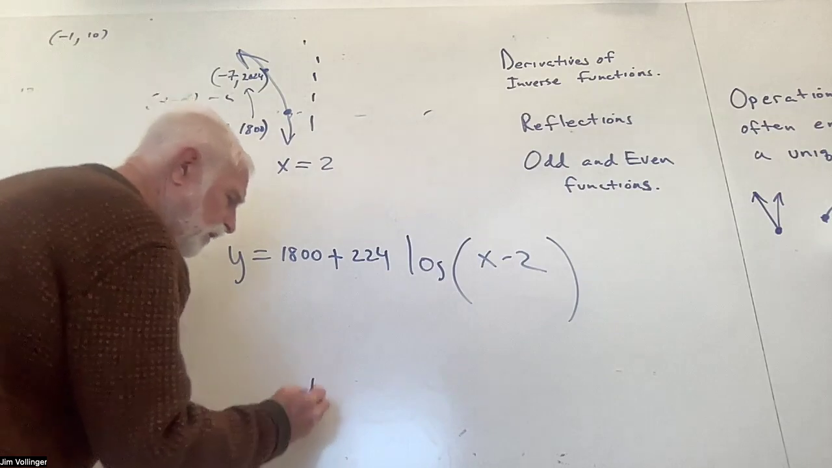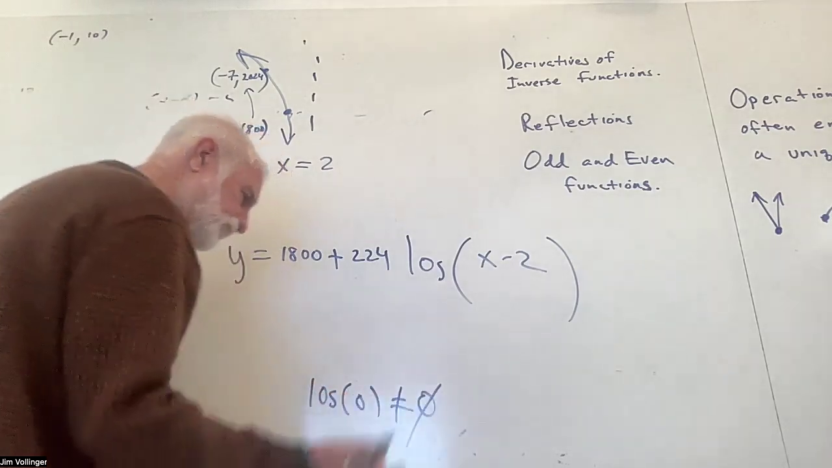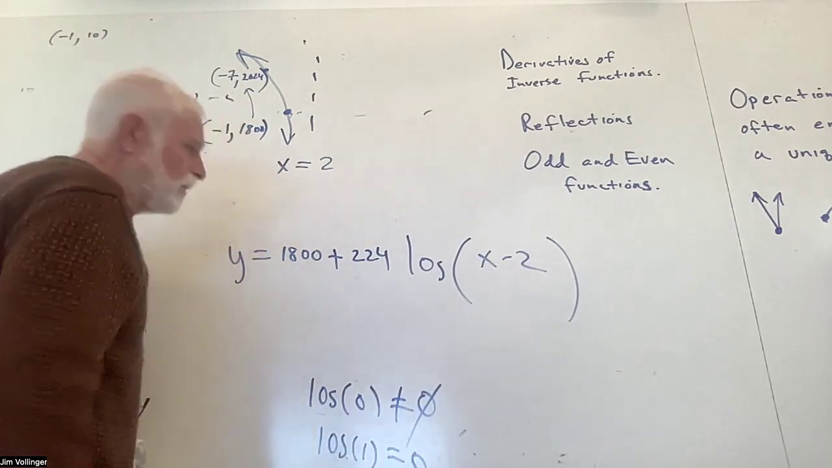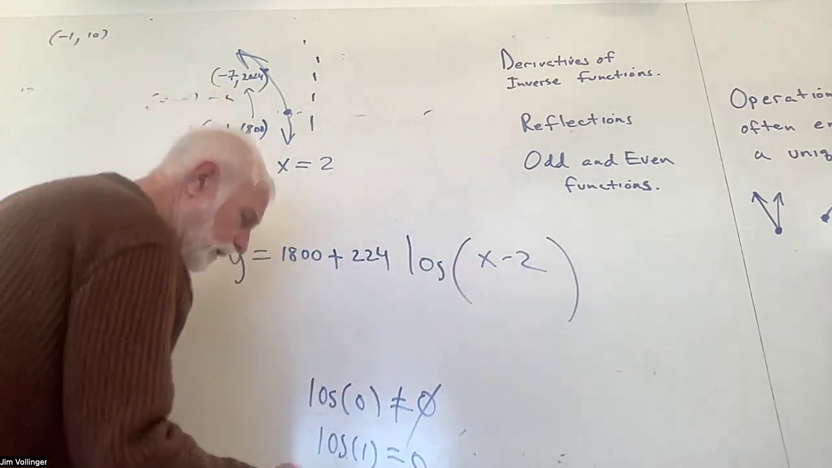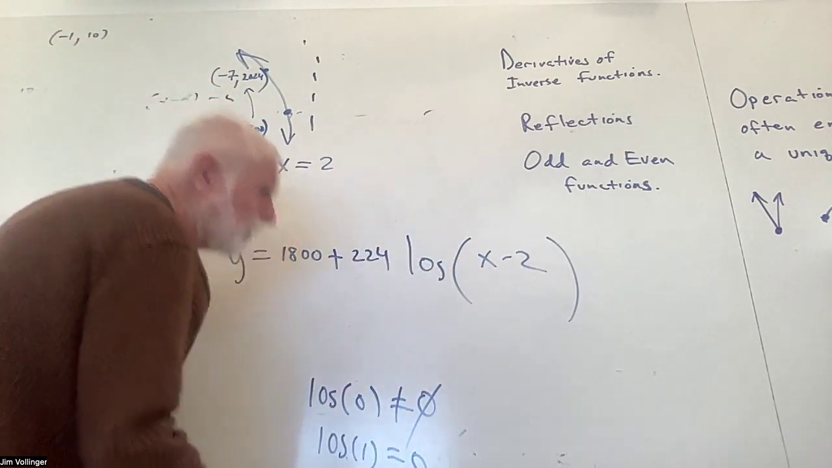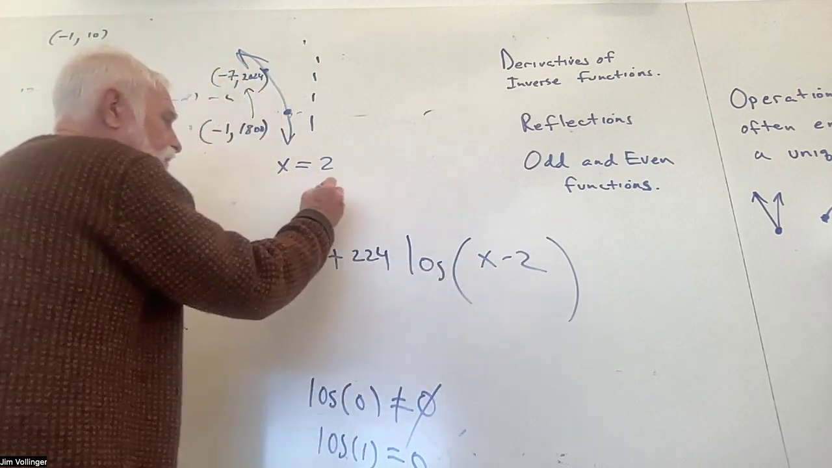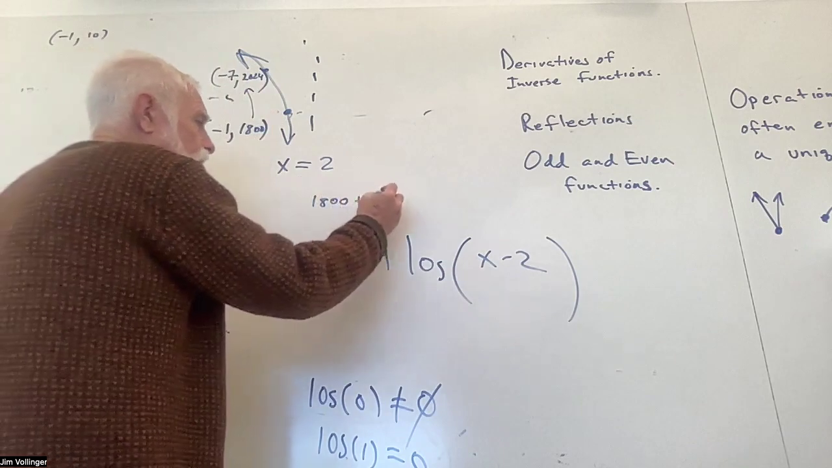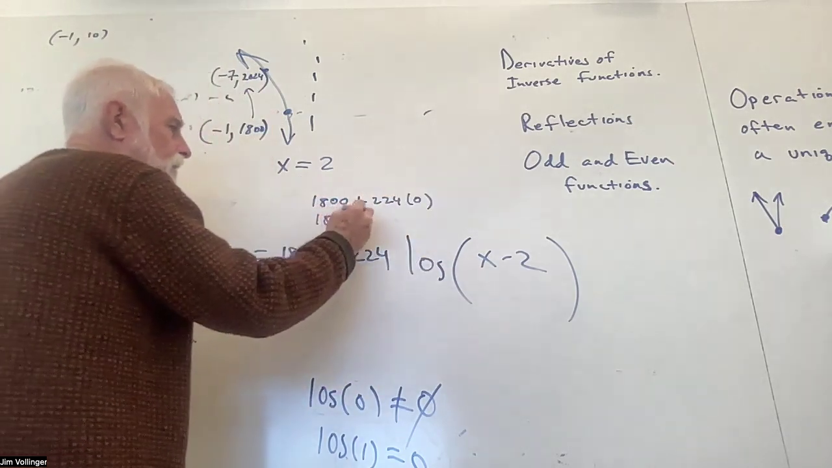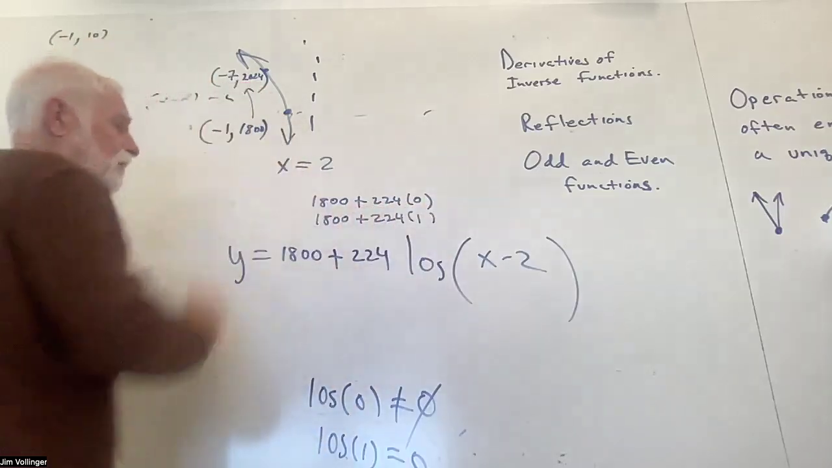I'm basing my equation on 3 things. Log 0 is undefined. We'll just do that for now. Log 1 is 0. Real easy to multiply by 0. And log base b of b is 1. And it's real easy to multiply 224 by 1. So I'm really starting with 1800 plus 224 times 0, which will get me 1800. And then I'm going to do 1800 plus 224 times 1, which is going to get me my second y value.